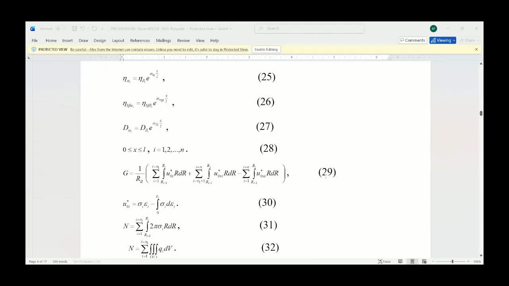The strain epsilon I is found from the equilibrium condition given in equation number 31. Here N is the axial force in the internal crack arm. Equation 32 is applied to derive this axial force. In equation number 32, Vi is the volume of the layer in the internal arm of the crack.